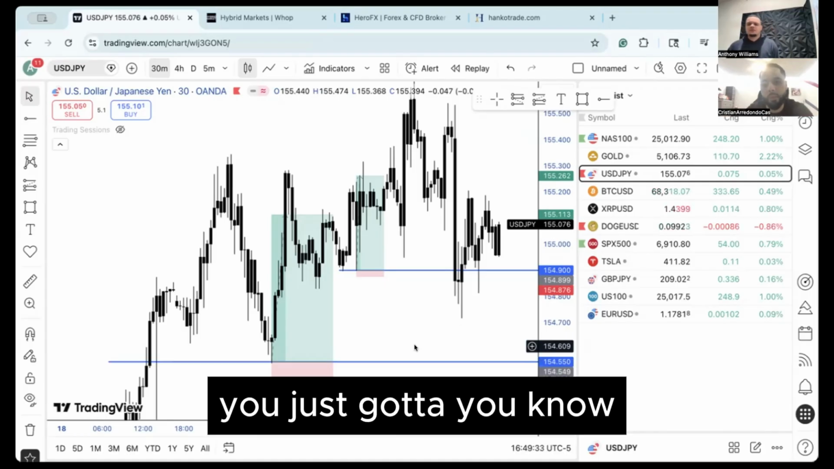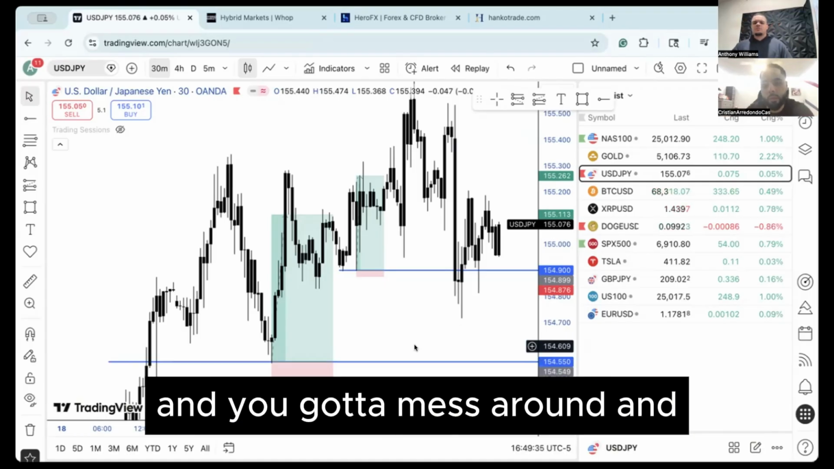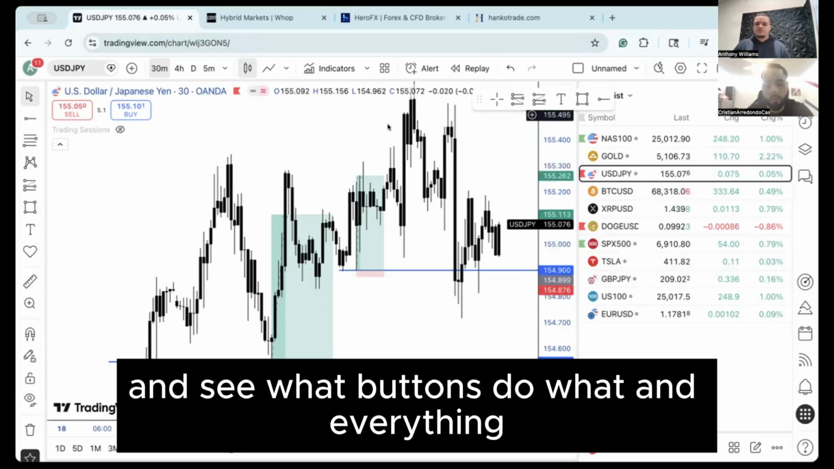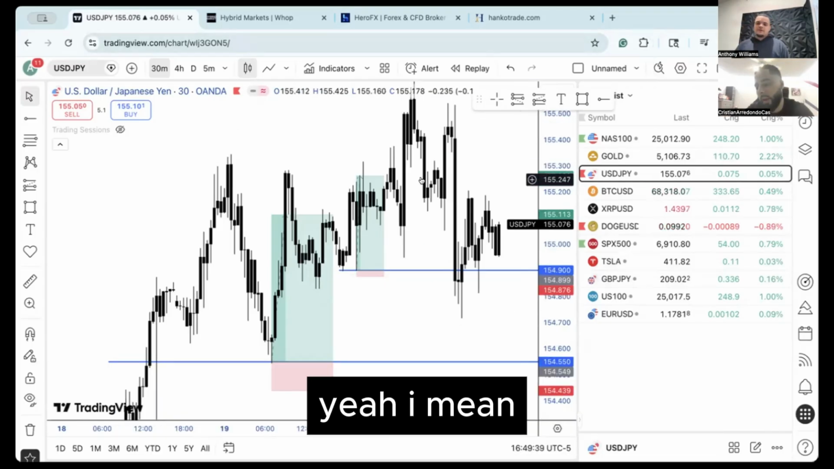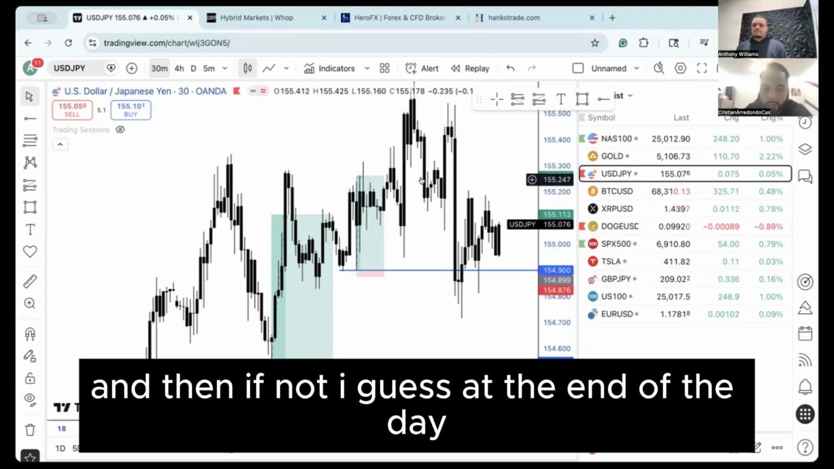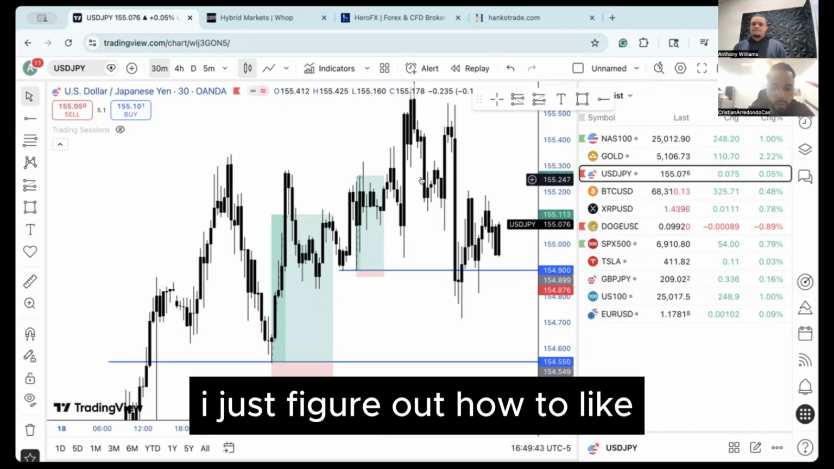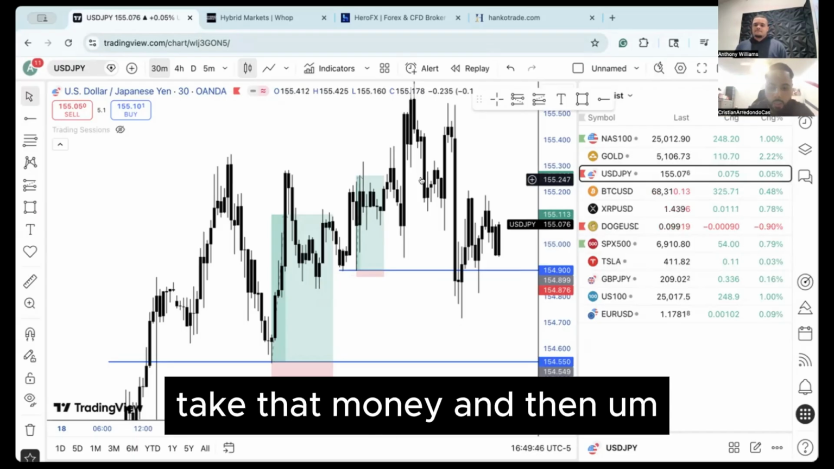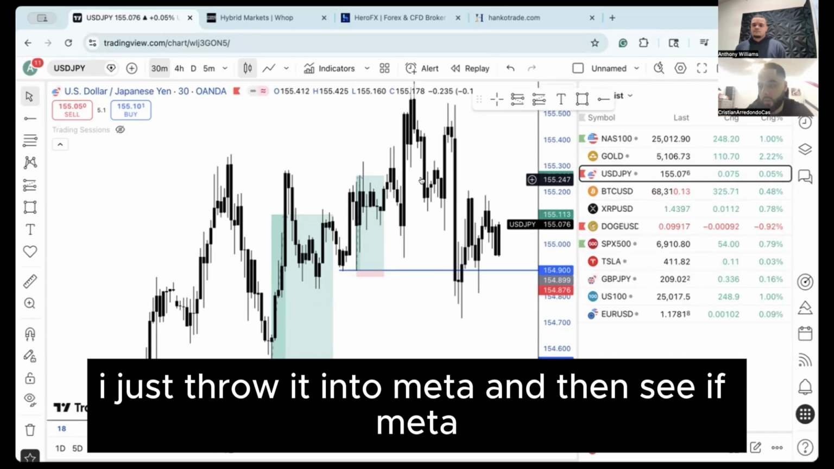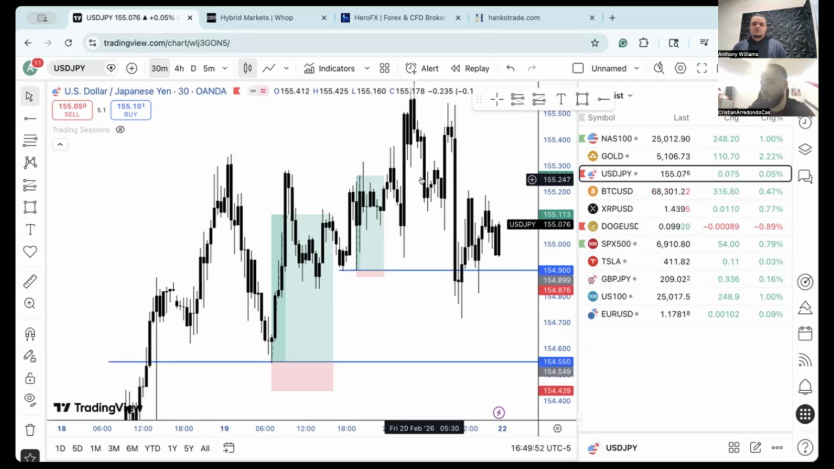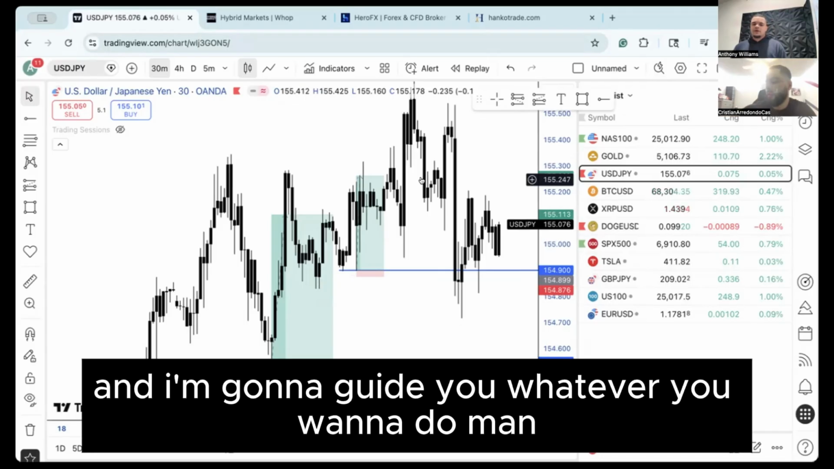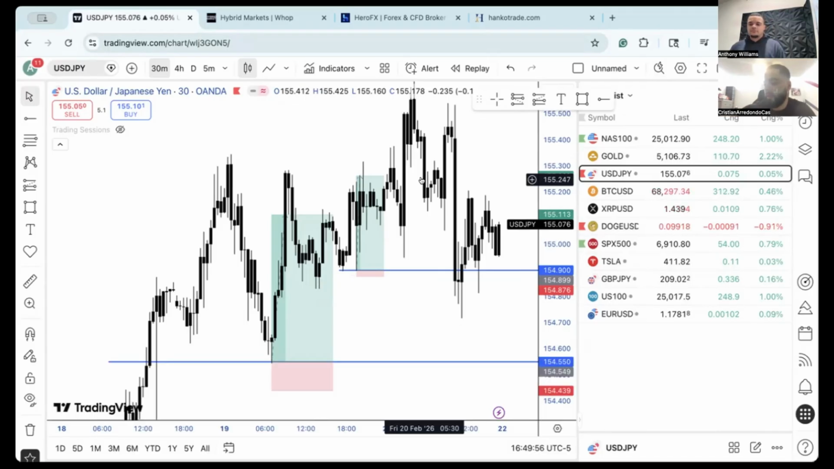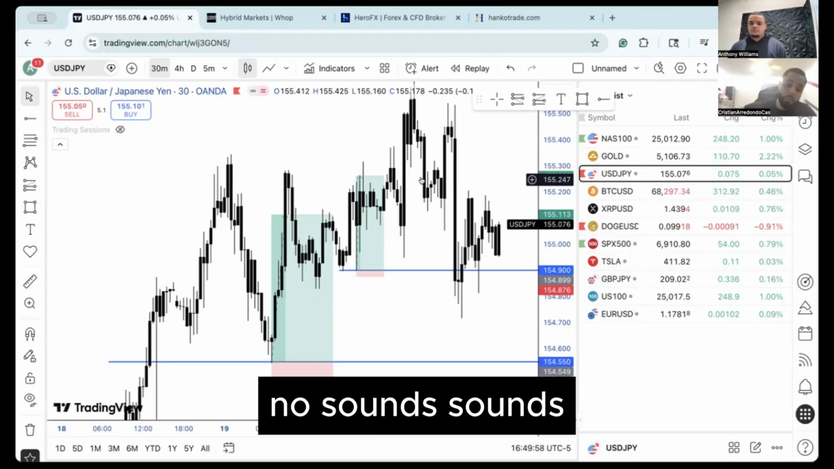You just gotta open up the desktop version and mess around and see what buttons do what and everything. And if it doesn't work, at the end of the day, I just figure out how to take that money and throw it into Meta and see if Meta works. Just let me know whatever you want to do, and I'm gonna guide you, man. All right, sounds good, brother.